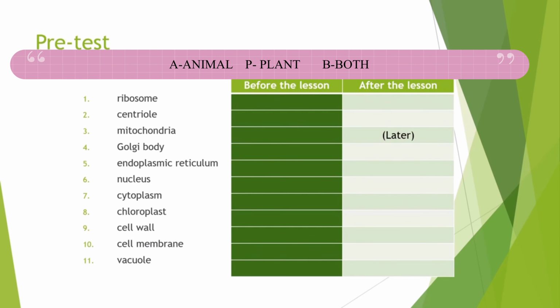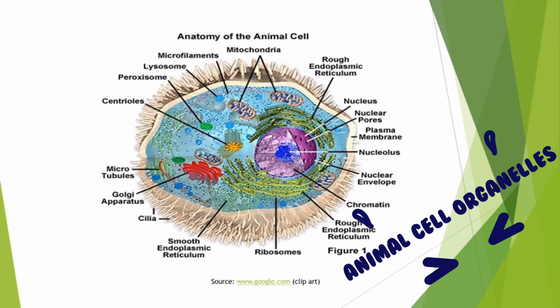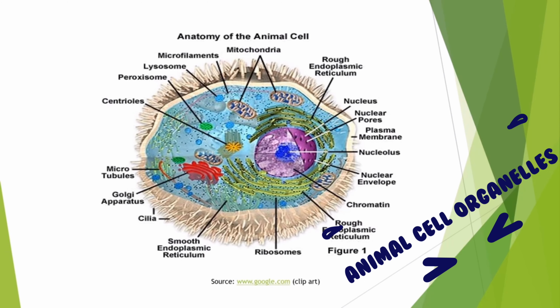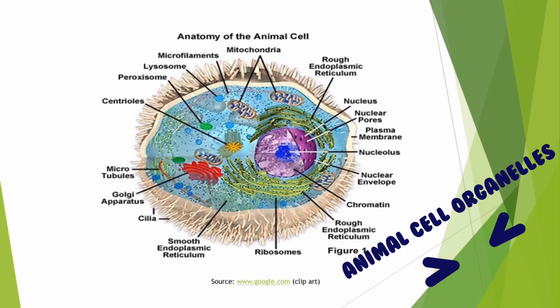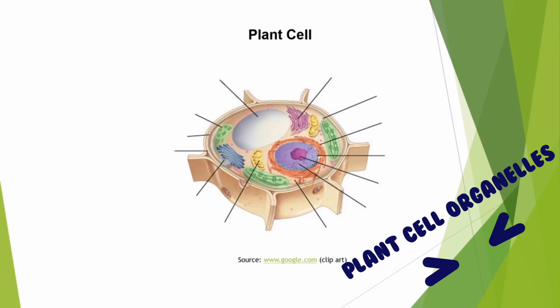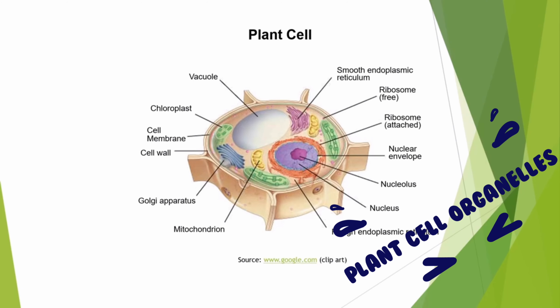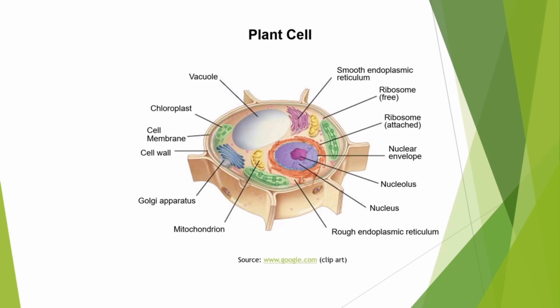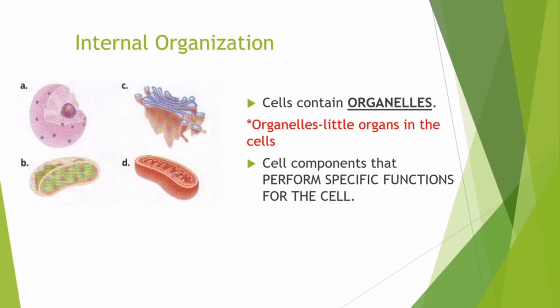So this is what we call the animal cell organelles. As you can see, there are so many of them. And these are also the organelles in what we call the plant cell. So let's move on. Cells contain organelles. When we say organelles, these are little organs in the cell. And each organelle performs a specific function for the cell.